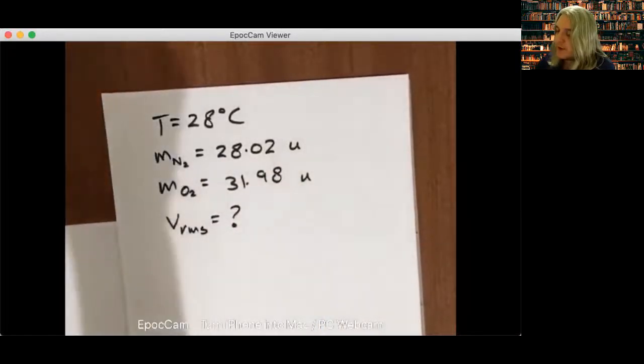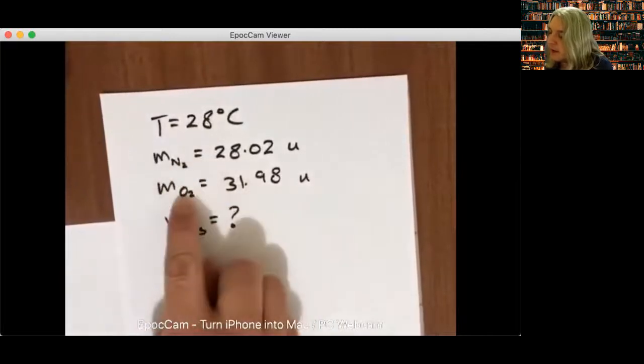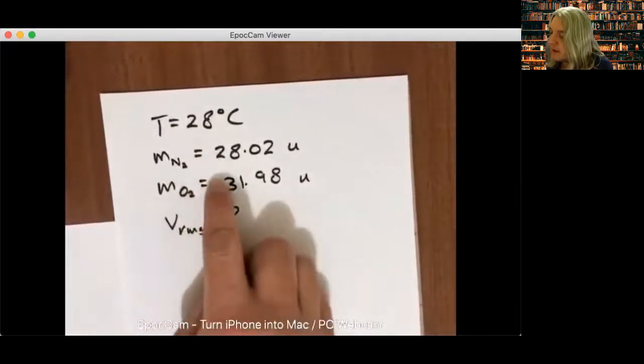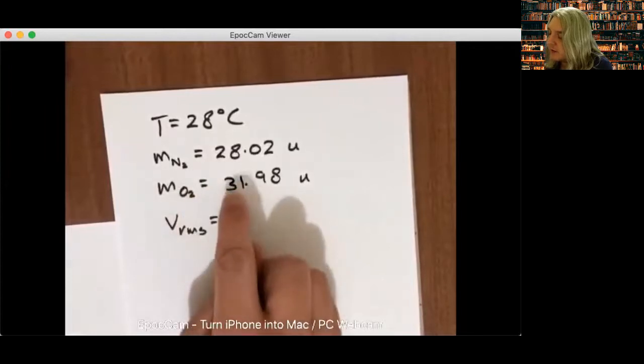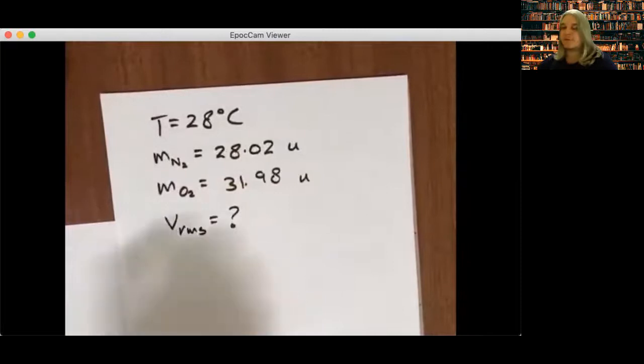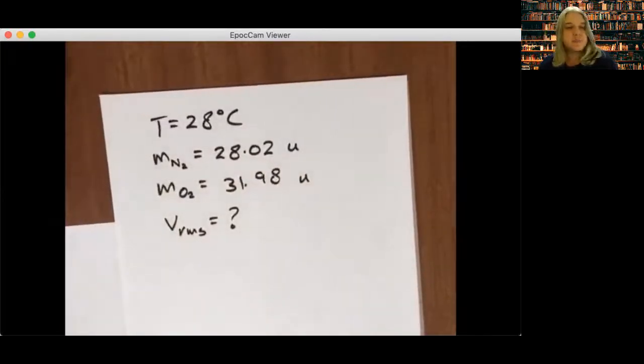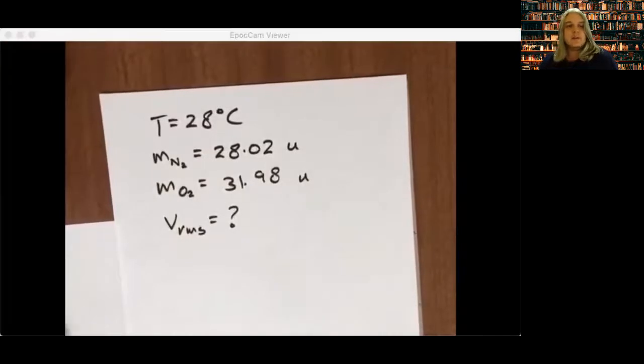Remember that if they're at the same temperature, that tells us that the average kinetic energy of each particle is the same. Of course, because we've got different masses, the velocity is going to be different. So that's the first thing that we do. We write out what we know.